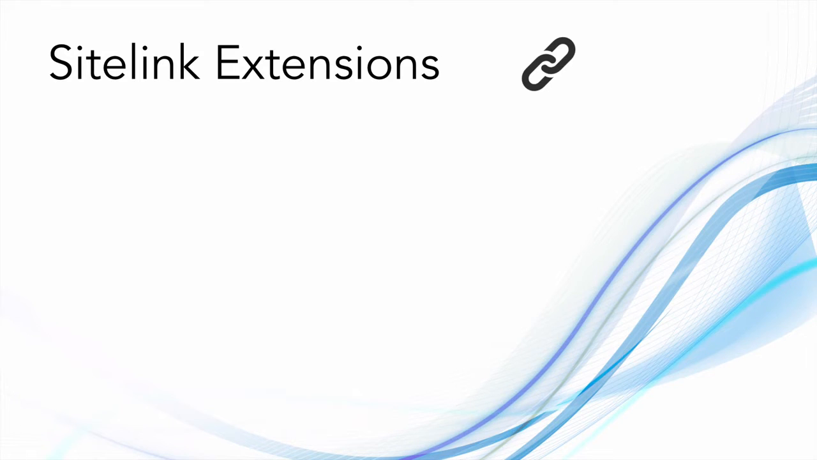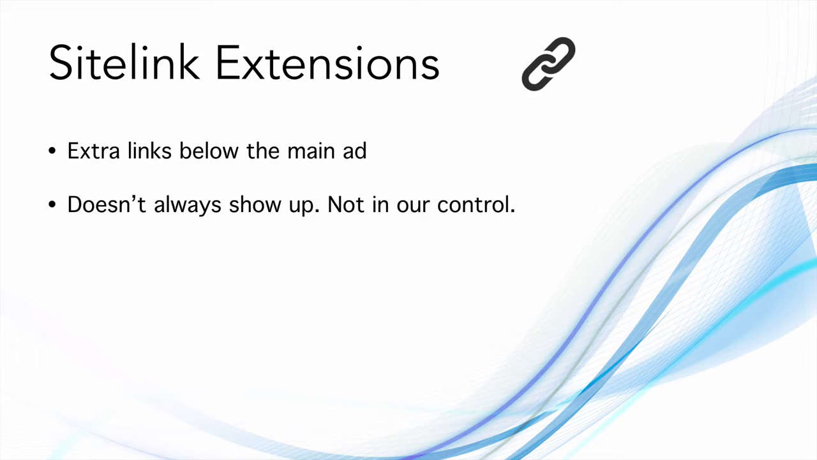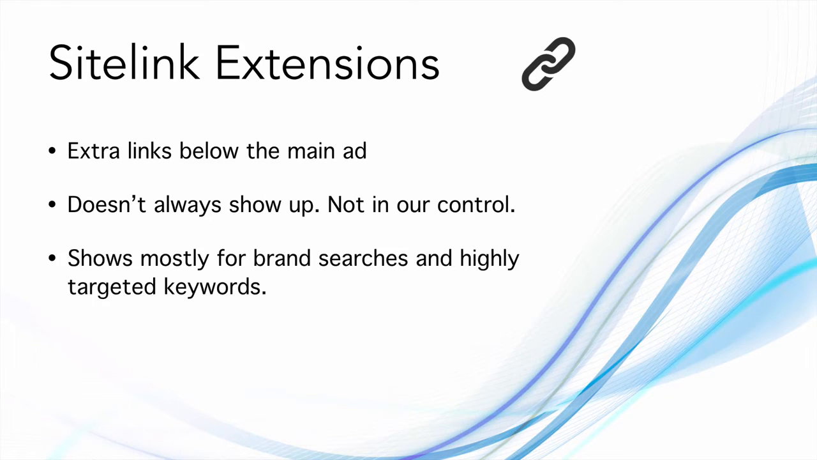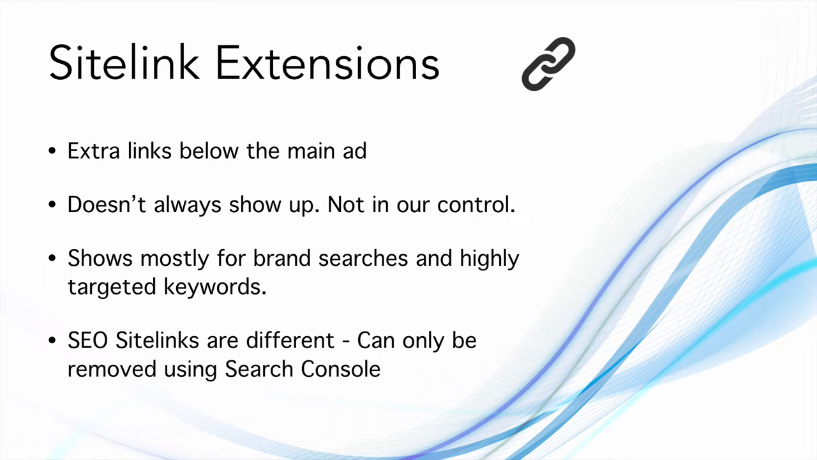So the first one, site links extensions. Site links are extra links below the main ad. It doesn't always show up and it is not in our control. It shows mostly for brand searches and highly targeted keywords. SEO site links are different. Certain websites have SEO site links, and these are for organic results. They can be removed using Search Console, but you cannot add them manually. But with Google AdWords ads, you can add these site links manually.